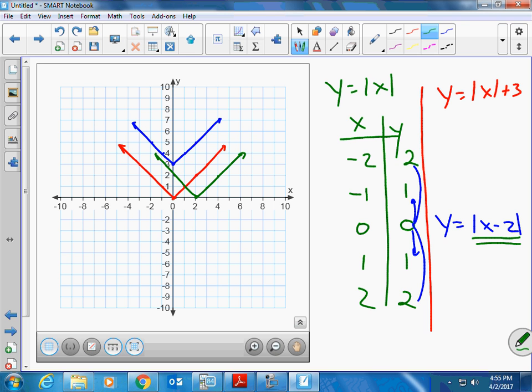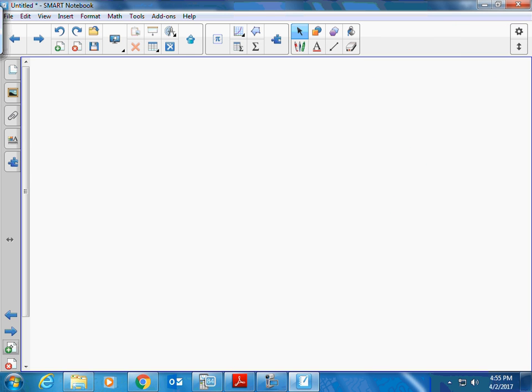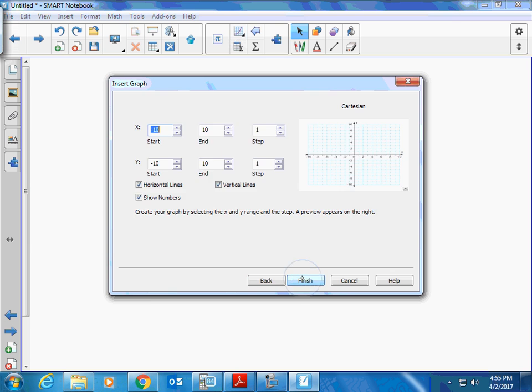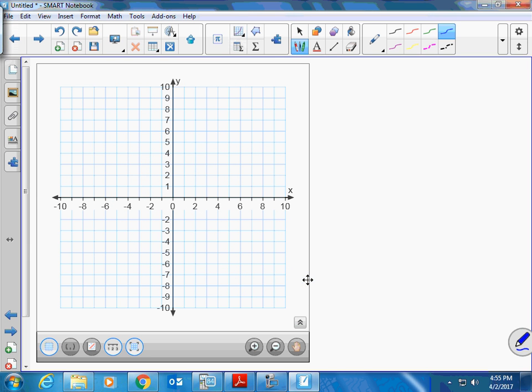All right, let's go the other direction. Give me the equation for this guy here. What's the equation for that guy? I know it's absolute value. I know it's shifted to the right 3. And I know it's shifted up 2. Done.